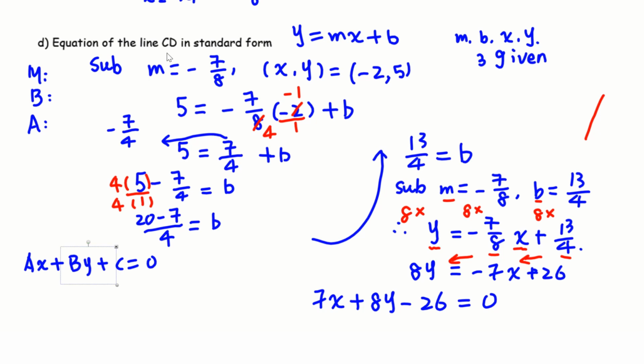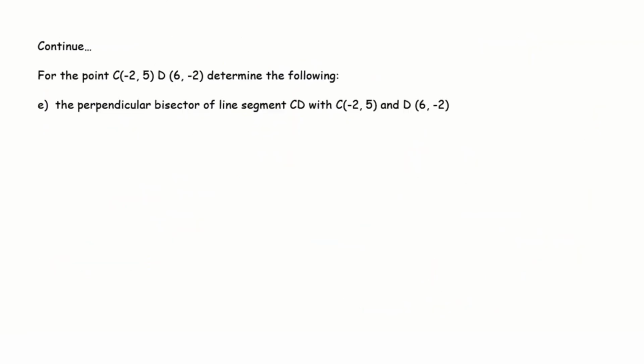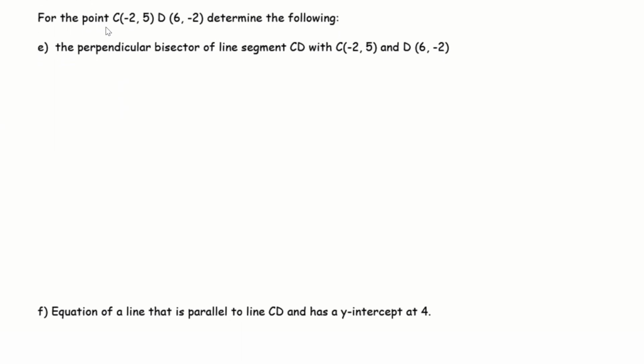Write the equation of the line CD in standard form. Then we are going to see the next question, which continues with the points C and D: determine the perpendicular bisector of CD. So we have the CD here. Perpendicular bisector means we draw a line segment between the points C and D, then we need to find the midpoint of CD.